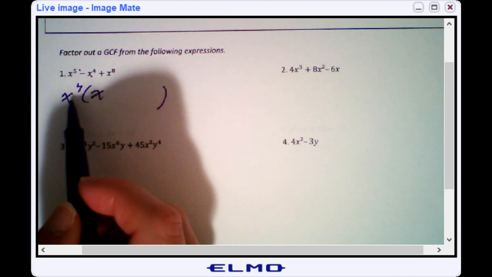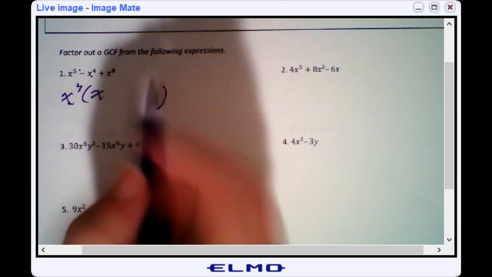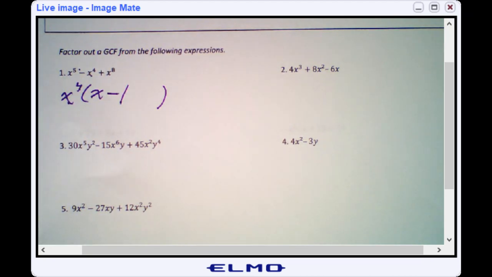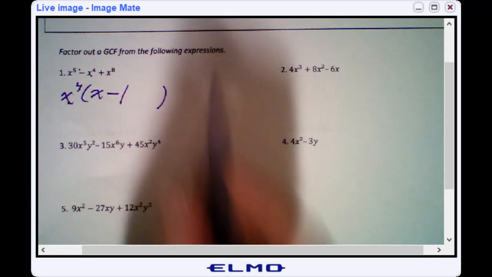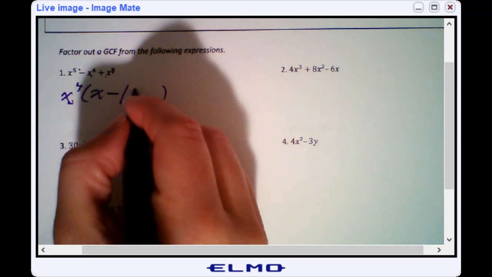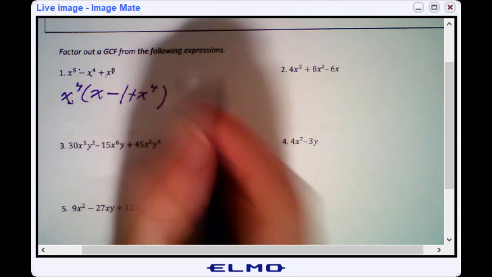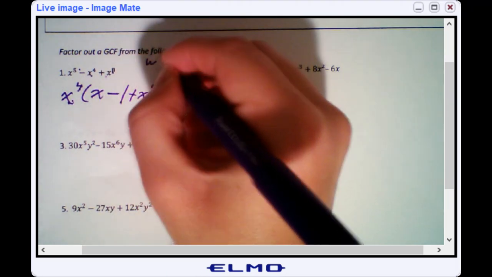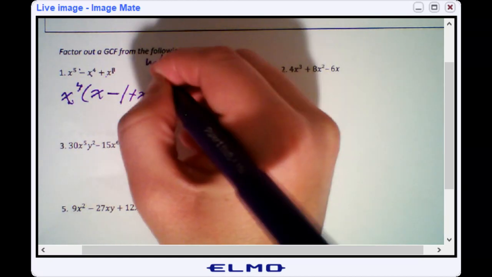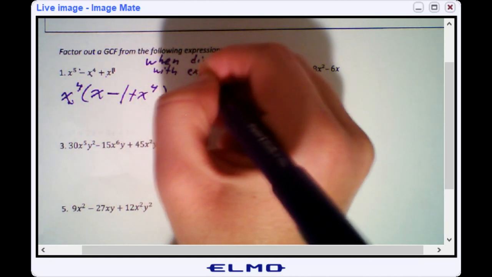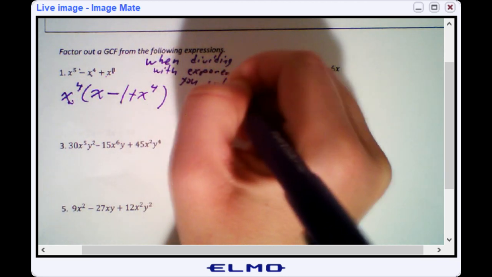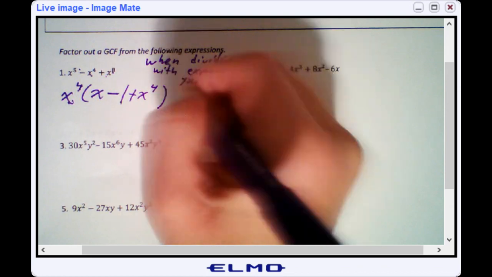X to the 4th divided by x to the 4th. That's going to just give us 1. When you divide something by itself, it simplifies to 1. And then x to the 8th divided by x to the 4th: 8 minus 4 gives us 4. So again, when dividing with exponents, you subtract the exponents.